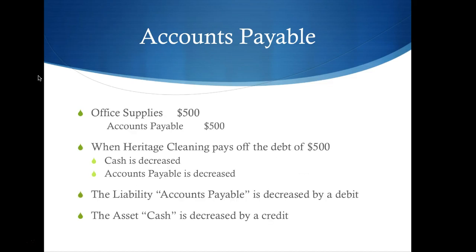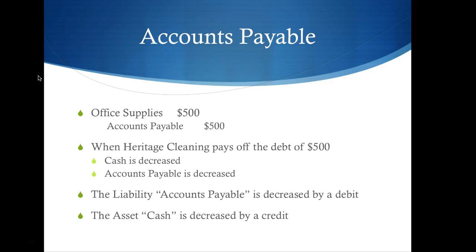So in this case, what it would look like is our debit for office supplies, since we are increasing the asset called office supplies, we debit it for $500. We are increasing the liability called accounts payable. When we increase the liability, we want to credit that liability.